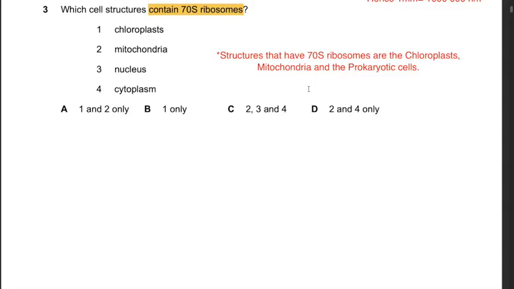Nucleus and cytoplasm? Well, nucleus doesn't contain ribosomes but rather makes ribosomes. Cytoplasm would have 80S ribosomes, not 70S. Hence, the answer is 1 and 2, that is A.